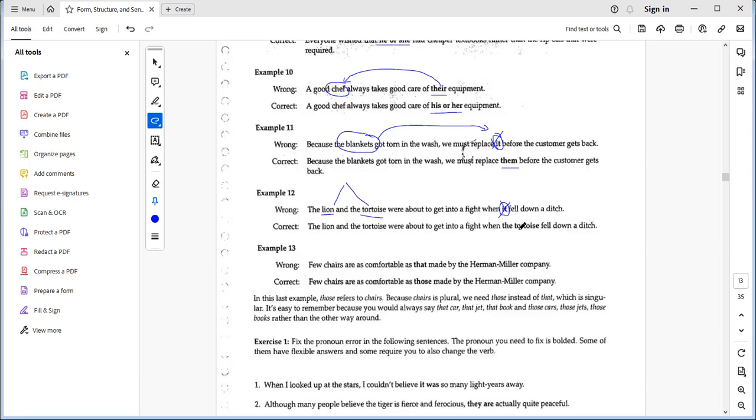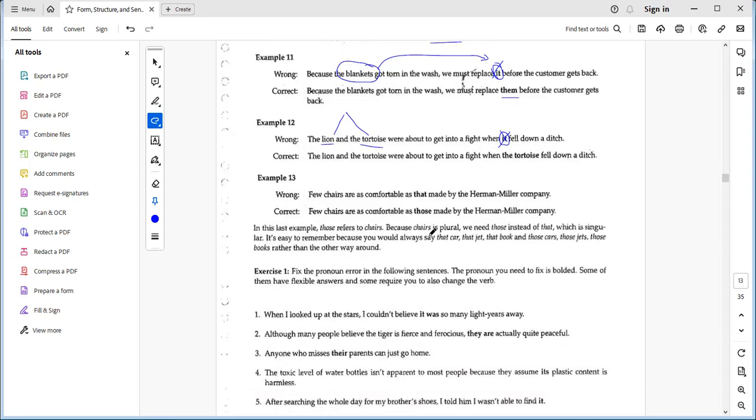This is not going to come like that in the digital set. Few chairs are as comfortable as that made by Herman Miller Company. "That" here, I know it refers to the chairs, but chairs are plural. How are you going to say that? It must be "those" or "these."